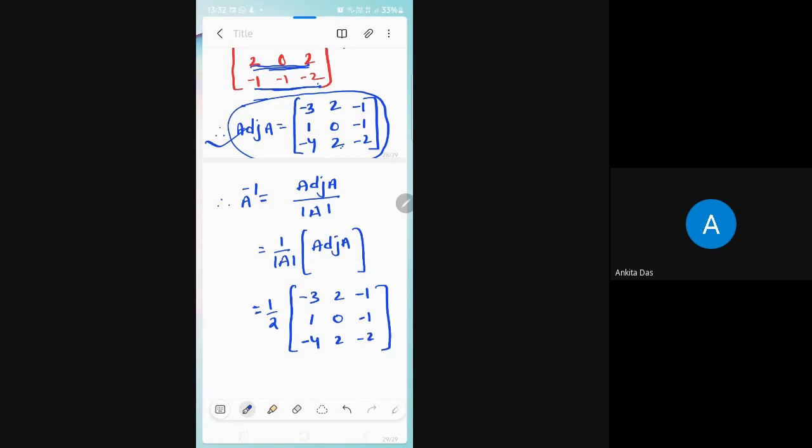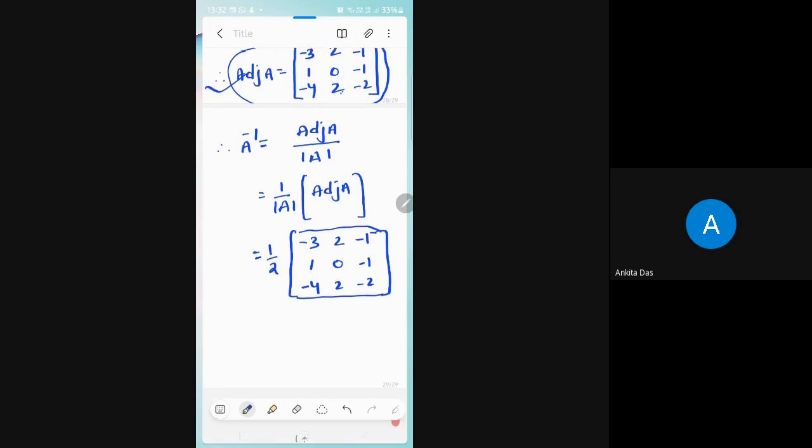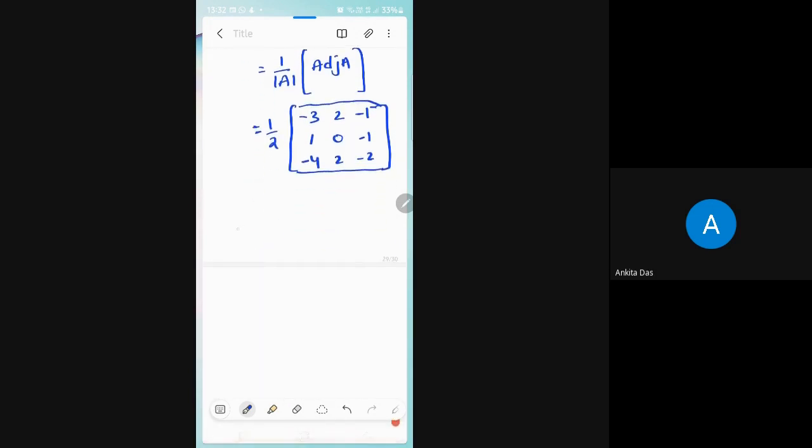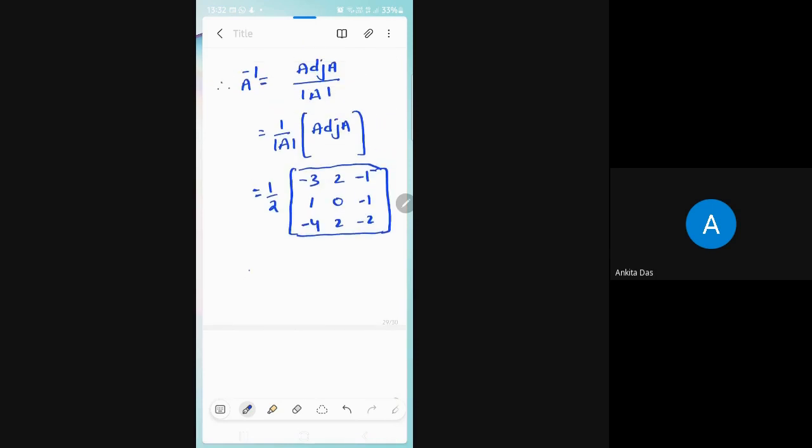Got it? So this is 1 by det A. That means 1 by 2 into the adjoint A matrix, which I have got in the above step. Now, if you observe, here 1 by 2 is a constant. We call it a scalar element. Now we need to multiply this with every element of this matrix.